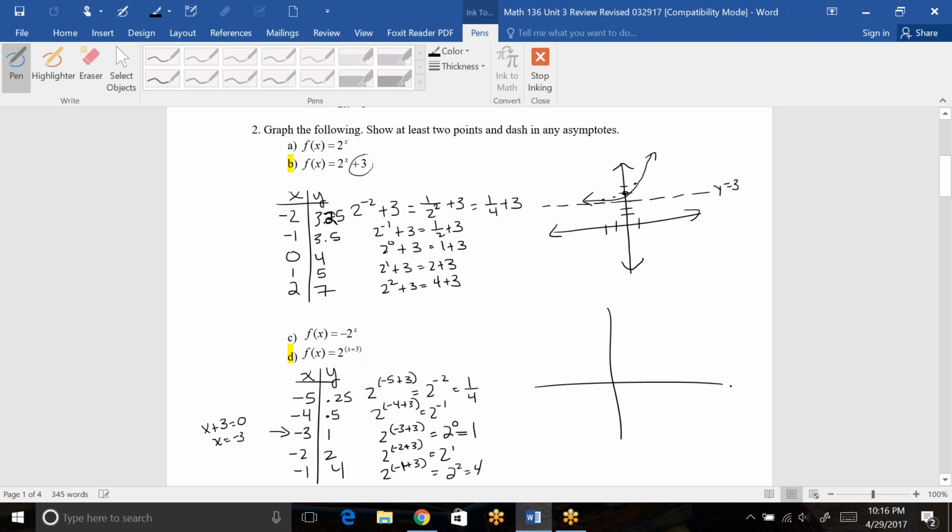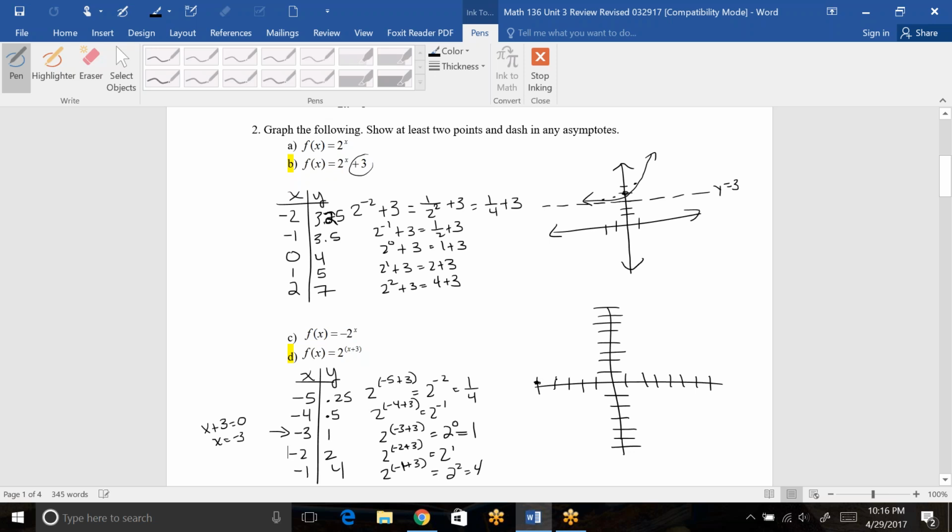So if we graph this one real quick. And by the way, on the test, when we say graph these, it'll say sketch, and it'll say at least plot 3 points and dash in your asymptote. So make sure you notice that I've plotted at least 3 points each time, and I do dash in my asymptote. So this would be -5, and then up 0.25.